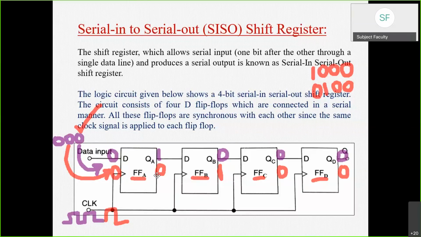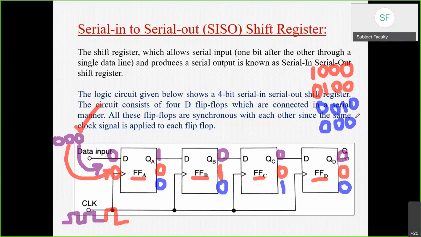Now for flip-flop C, the input will be 1. So the output will be 1. Flip-flop D, the input was 0. So the output will be 0. So the next sequence becomes 0, 0, 1, 0. And similarly, finally again, after the application of fourth clock pulse, you will get the sequence 0, 0, 0, 1.